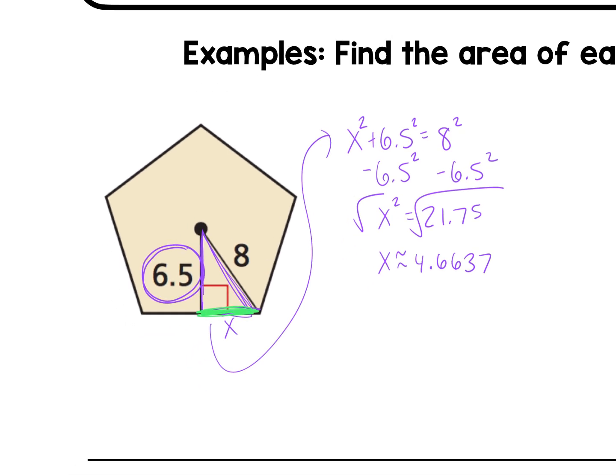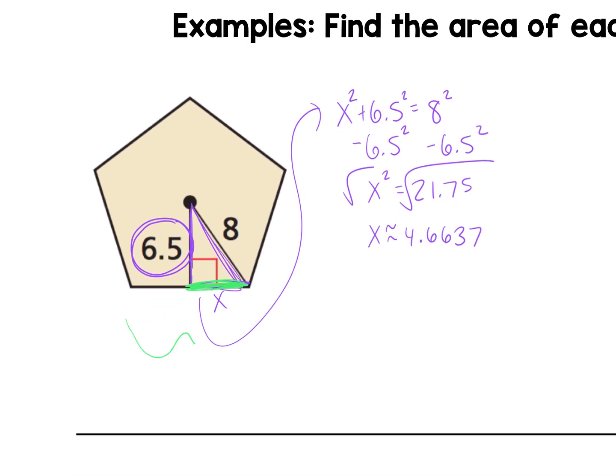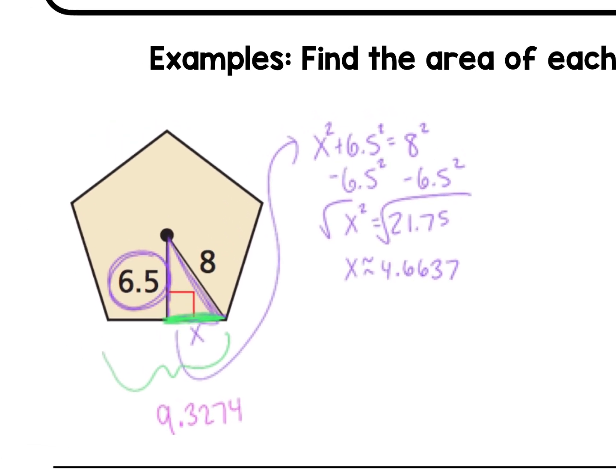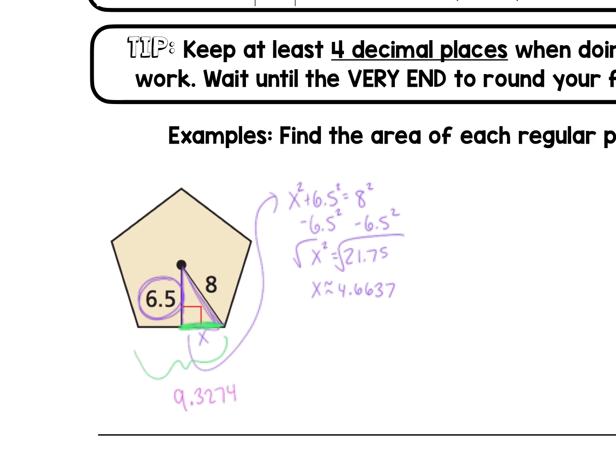So think about the fact that that's this. Well, the side length would have to be double that. So this whole side would be double that. Let's multiply that by 2 in the calculator. I'm just using the previous answer on the calculator, which is always more accurate than typing in the rounded version. So I'm getting that the whole side length is 9.3274, to use 4 decimal places. So now we have everything we need because we have the apothem. It was given to us.